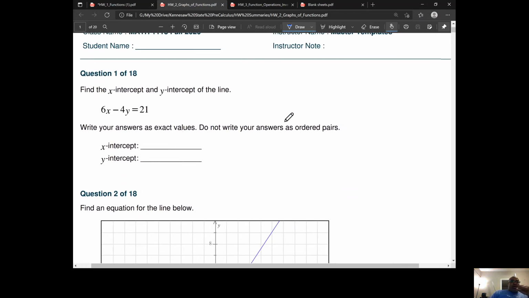Find the x and y intercept of the line. So the x-intercept is where y is equal to 0. The y-intercept is where x is equal to 0. And then you solve.